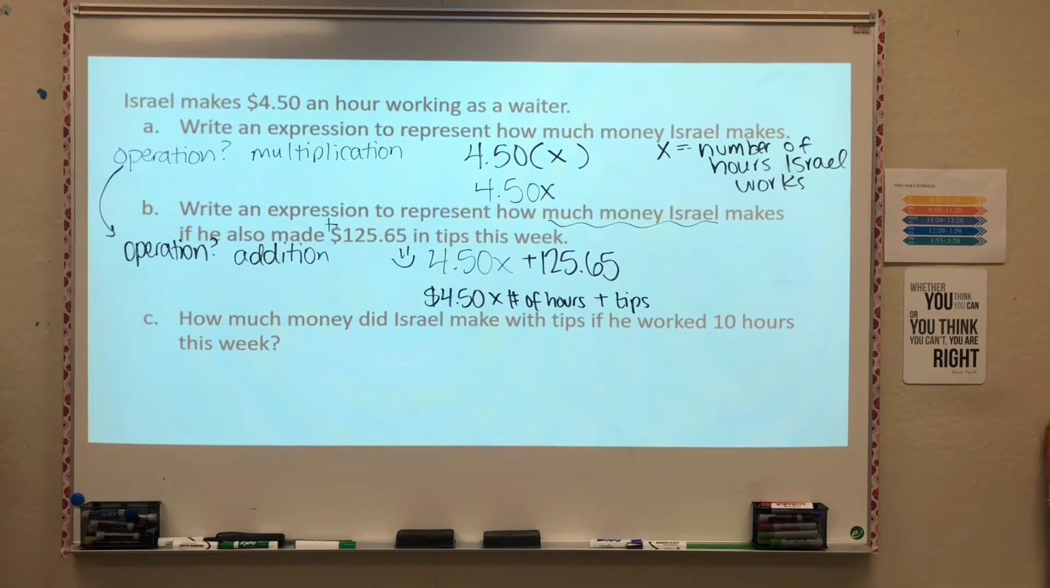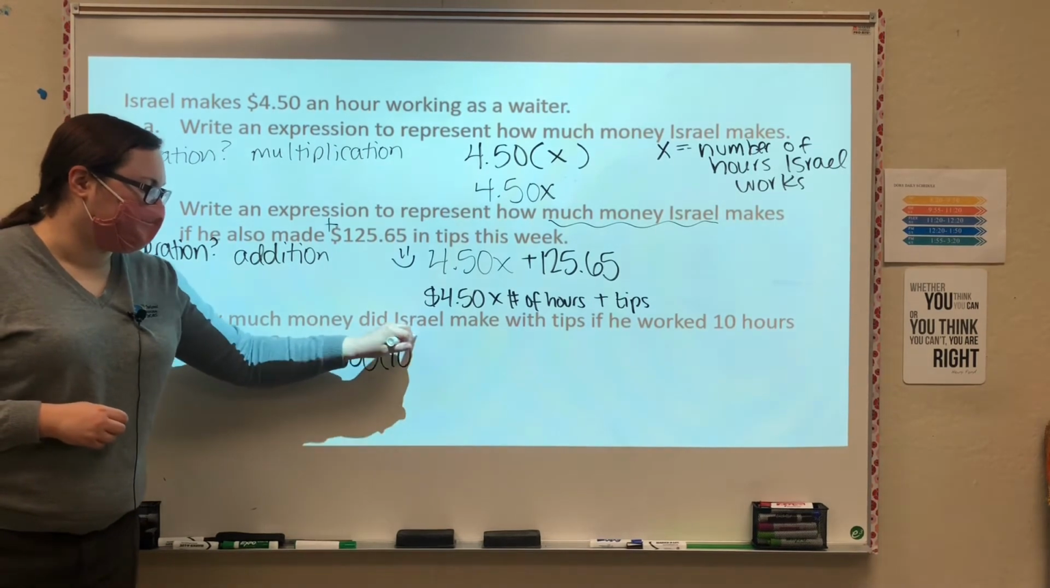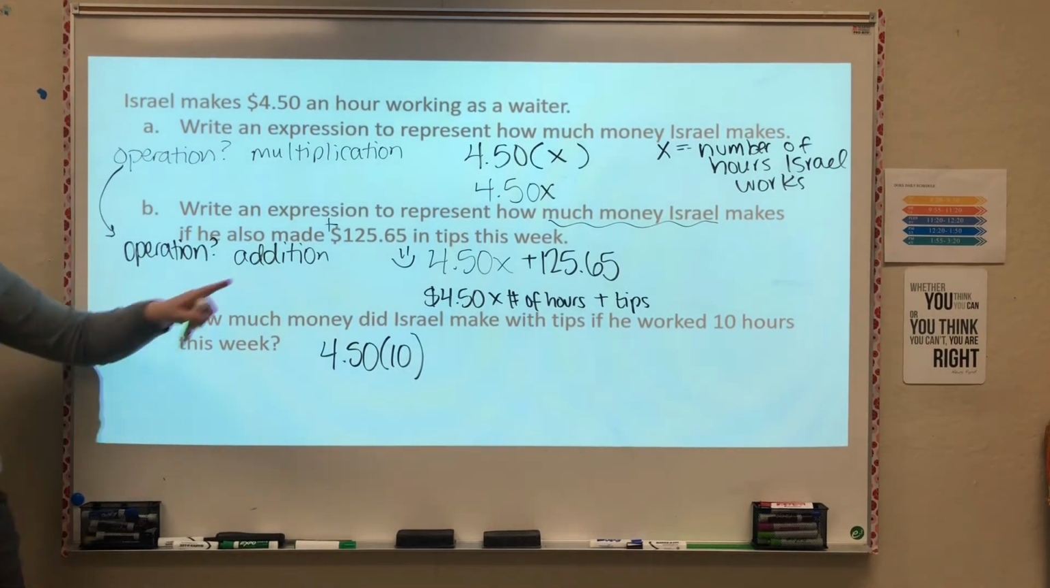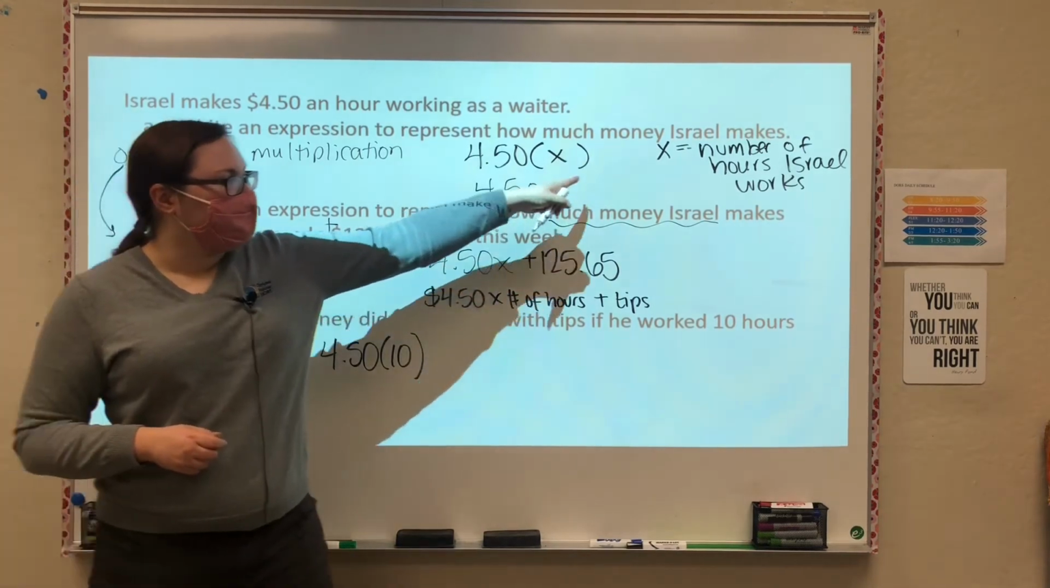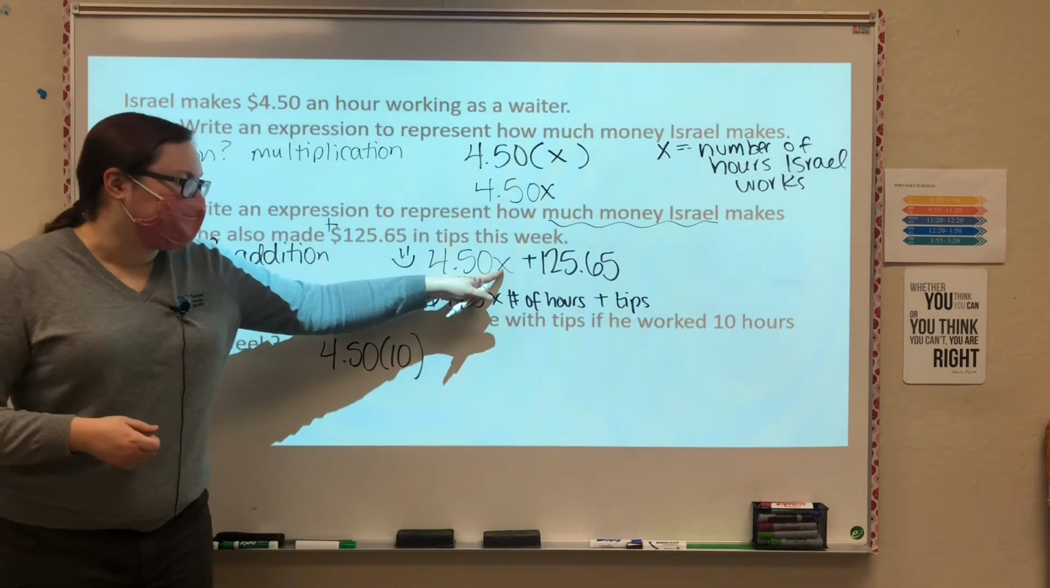Once we've got our expression, now we can use it to figure out stuff. So that last question says, how much money did Israel make with tips if he worked 10 hours this week? So we already got it. So 4.50 times 10. Because he worked 10 hours for the week. So we figured out the number of hours he worked this week is 10. So I can replace that x with 10.